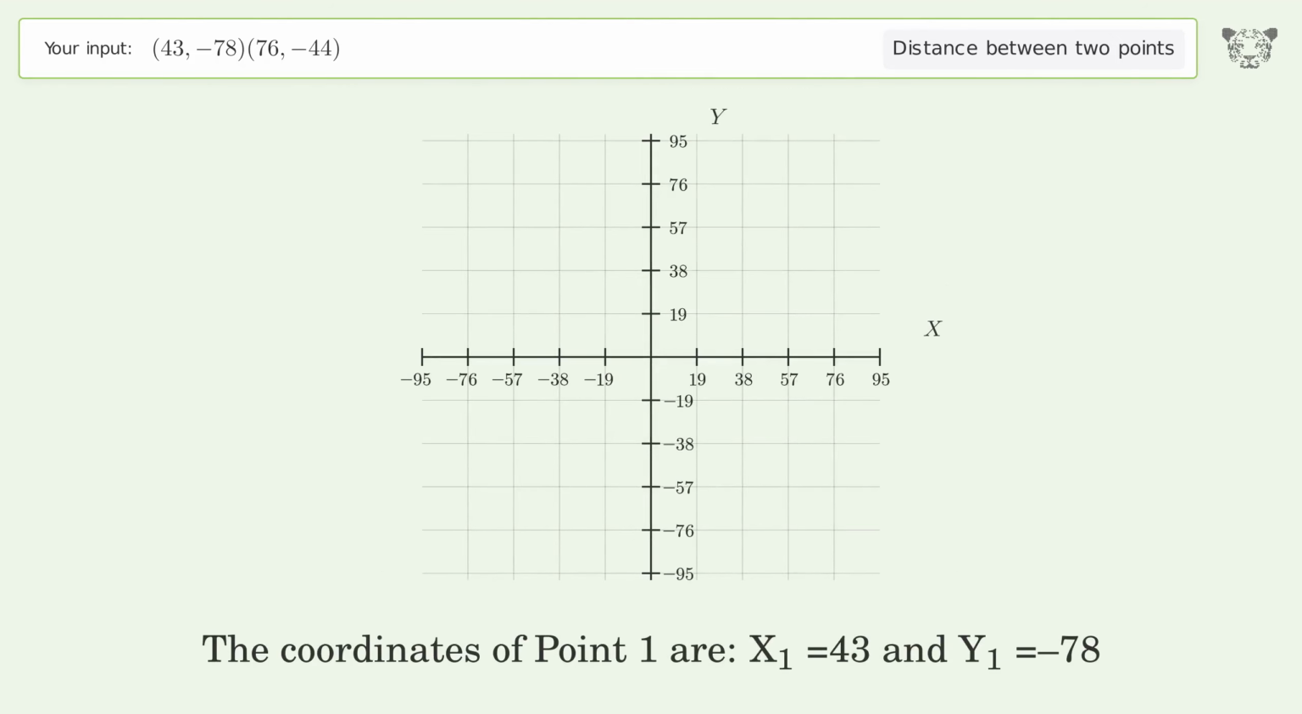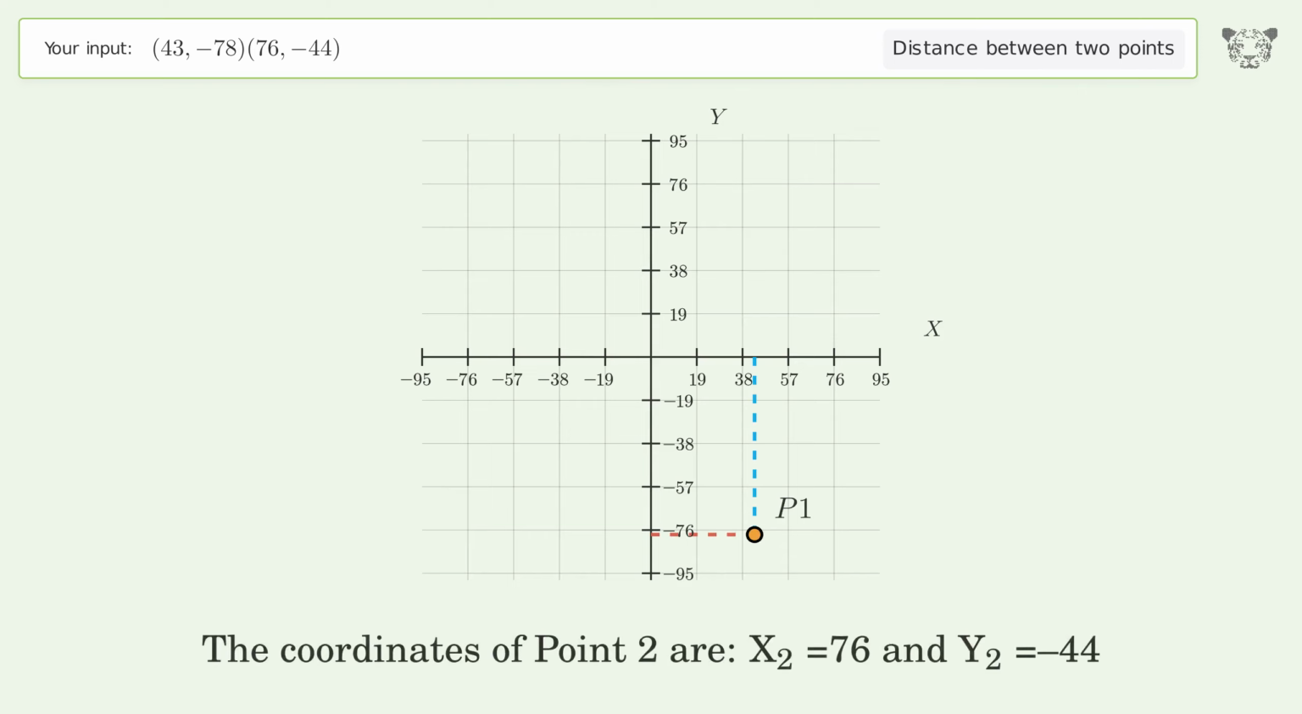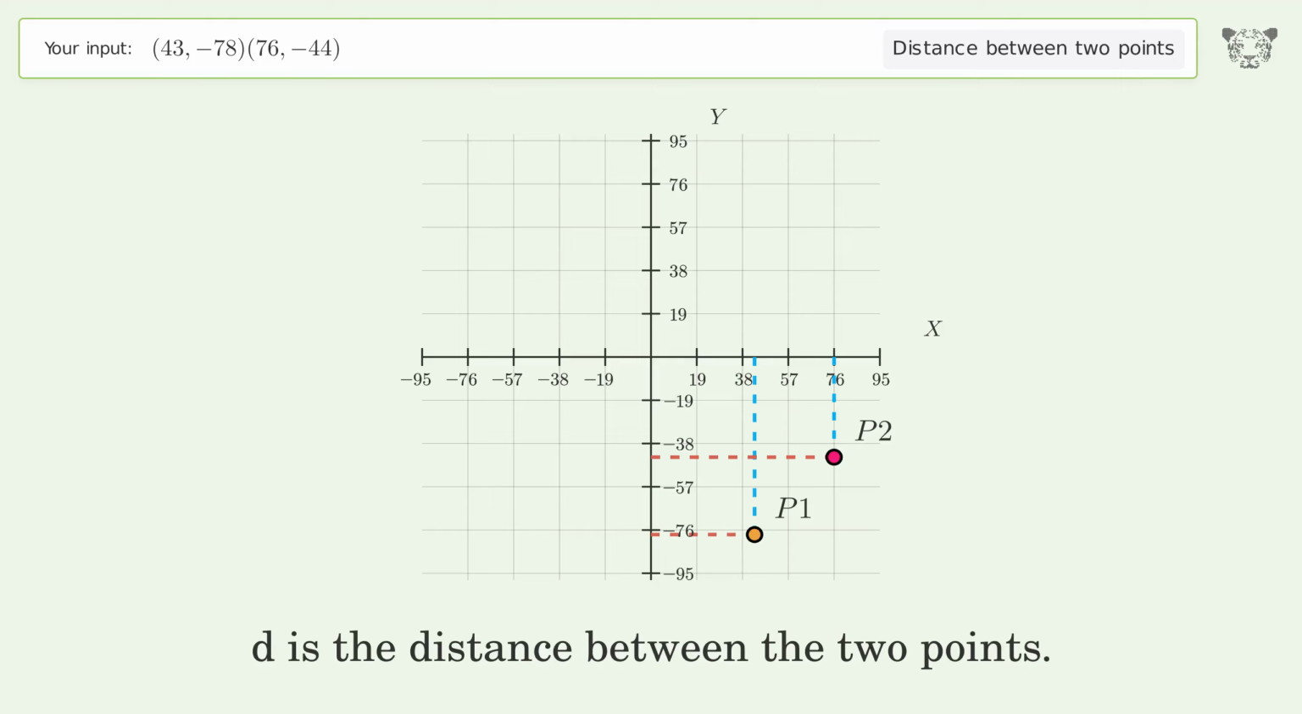The coordinates of point 1 are x1 equals 43 and y1 equals negative 78. The coordinates of point 2 are x2 equals 76 and y2 equals negative 44. D is the distance between the 2 points.